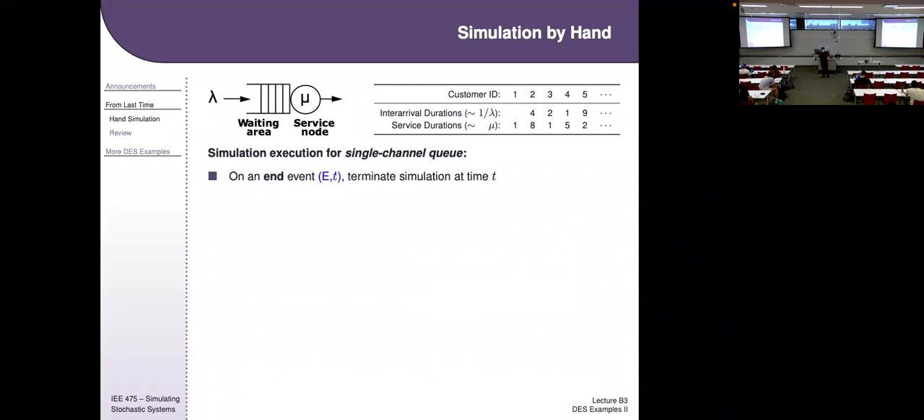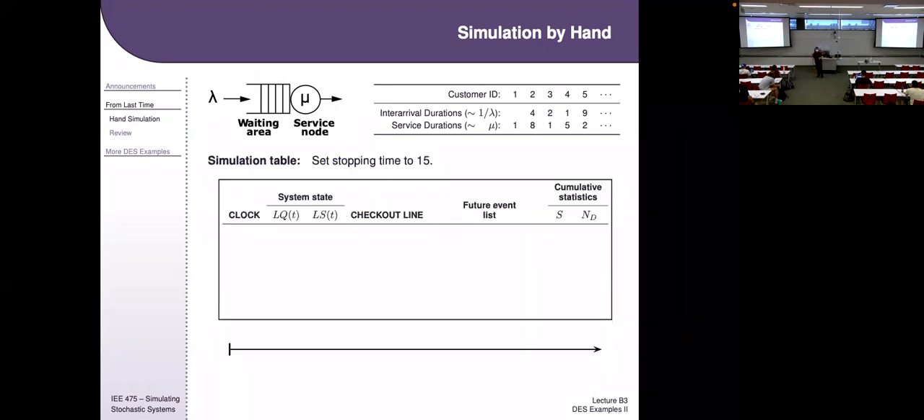And then if you've happened to hit that end event that's been scheduled ahead of time, then you just terminate the simulation. And normally that would mean maybe calculating some statistics as well. For example, if you divide S by ND, you'll get the average service time for all of the departing customers. So that would be something you would do at the end event, is to calculate all your summary statistics. And then that would end up generating, like we did last time, this timeline.